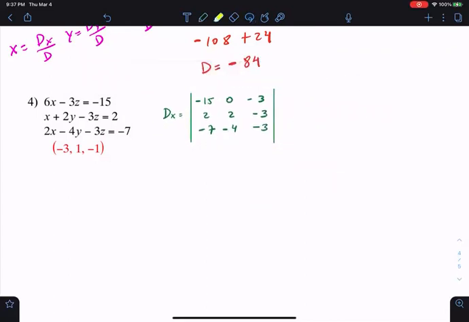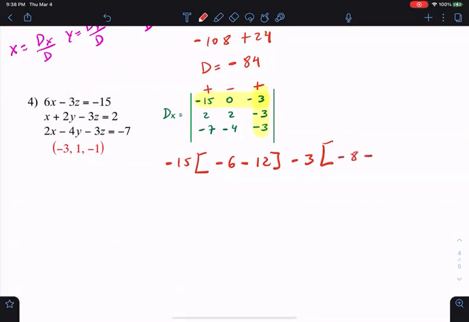Okay. So I see a 0, I'm gonna work with that, right? Plus, minus, plus. So this is -15. Have to do the cofactor, or the minors in this case. So this is -6 minus 12, right? -4 times -3 is positive 12, so it's -12. 0, I don't need to worry about that. So this is -3. Now I need to work with this part, right? I need to work with this part. So this is -8 minus -14 is +14.